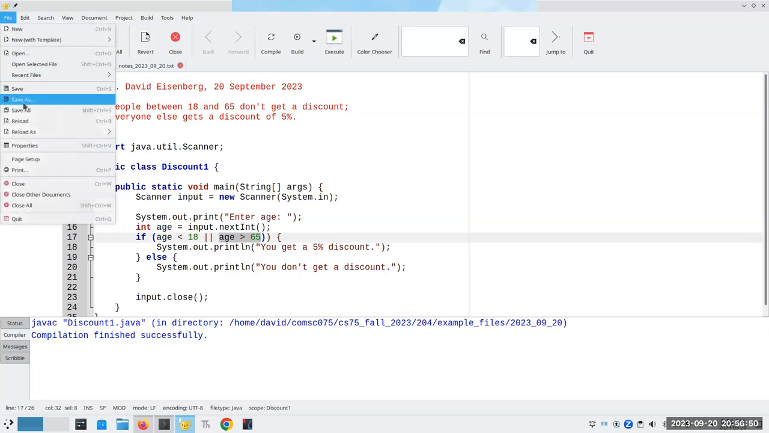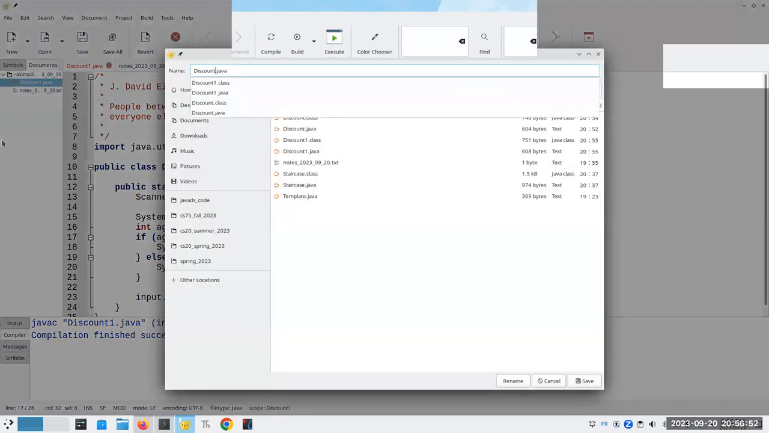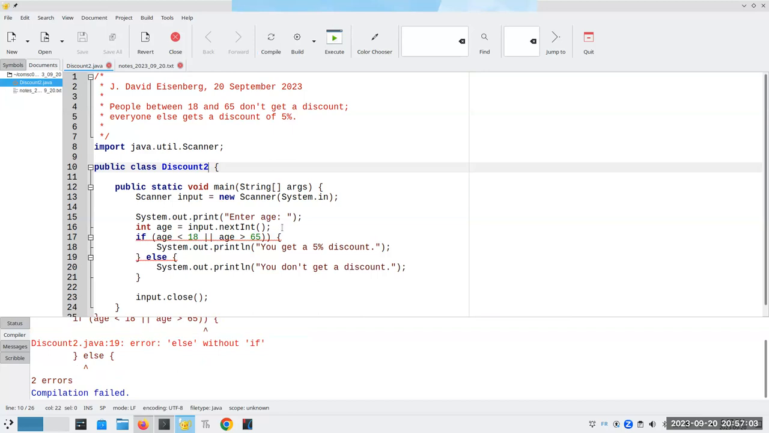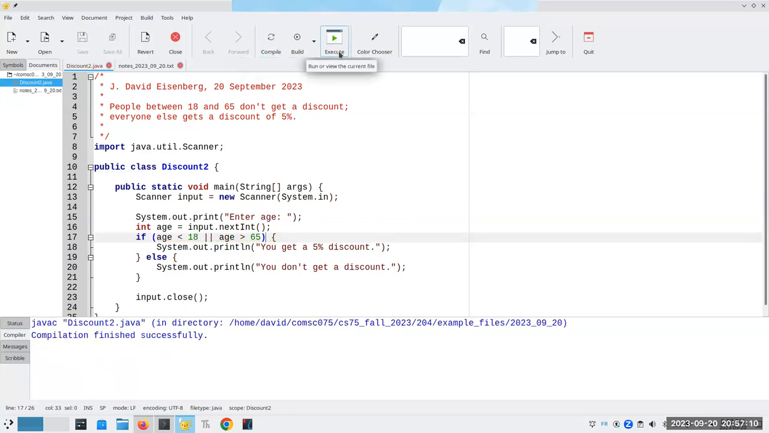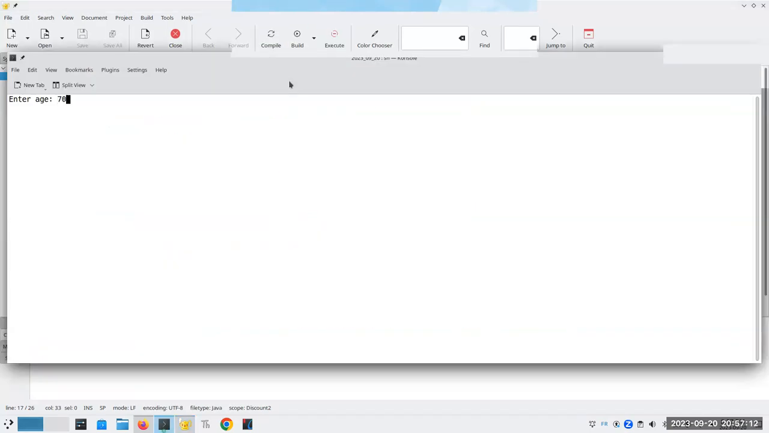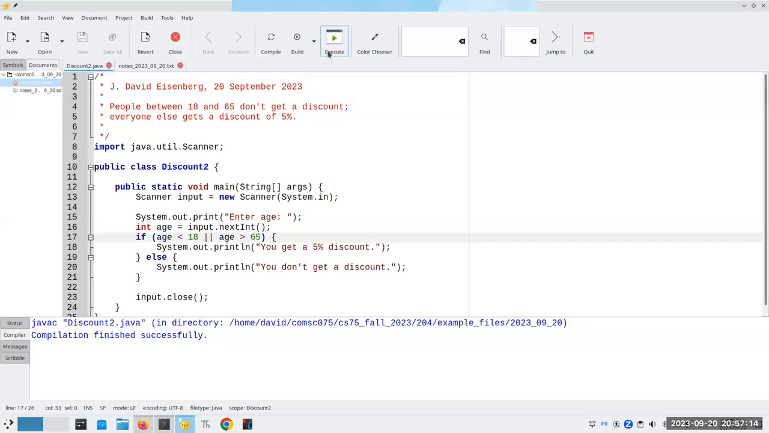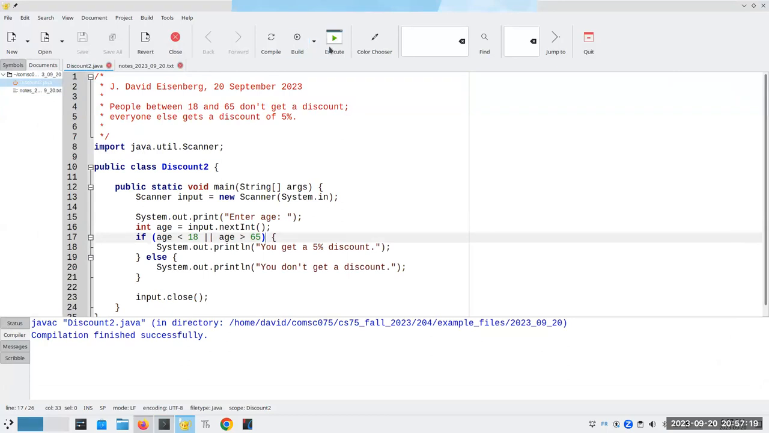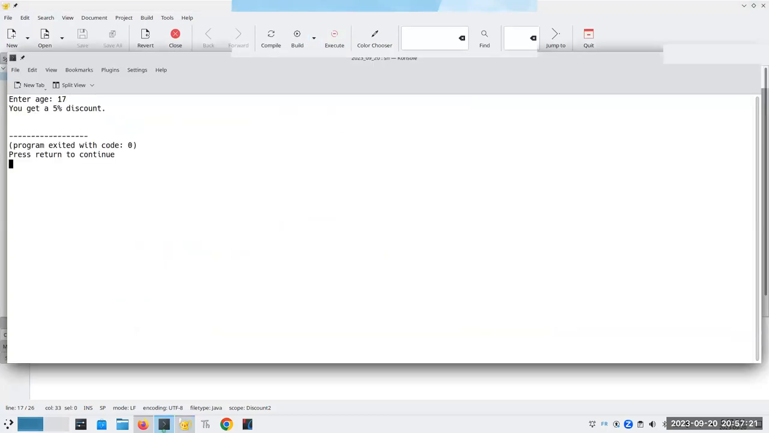And let's save this as discount two. And when we compile it, oh, I have one extra parenthesis, which certainly does not help. If they're 70, they get the discount. If they're 42, they don't get a discount. And if they're 17, they do get the discount.